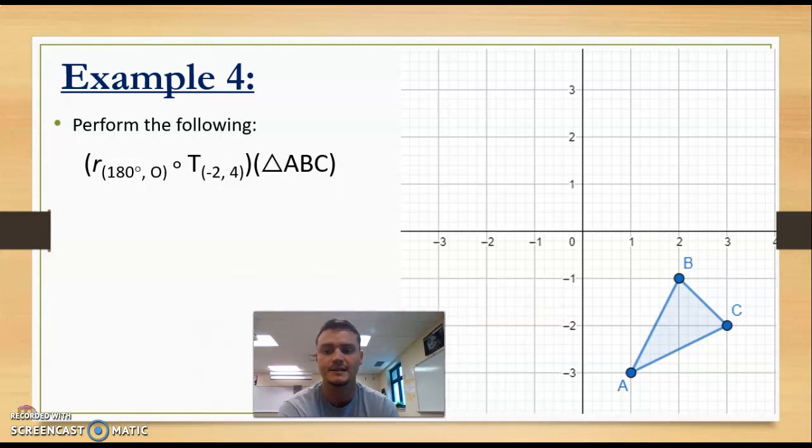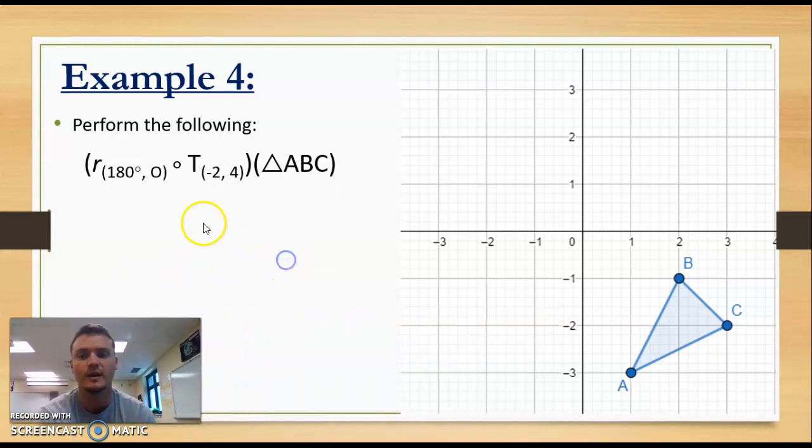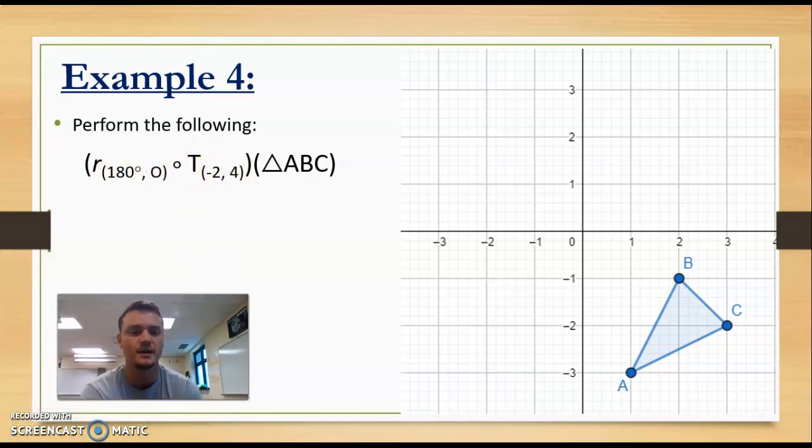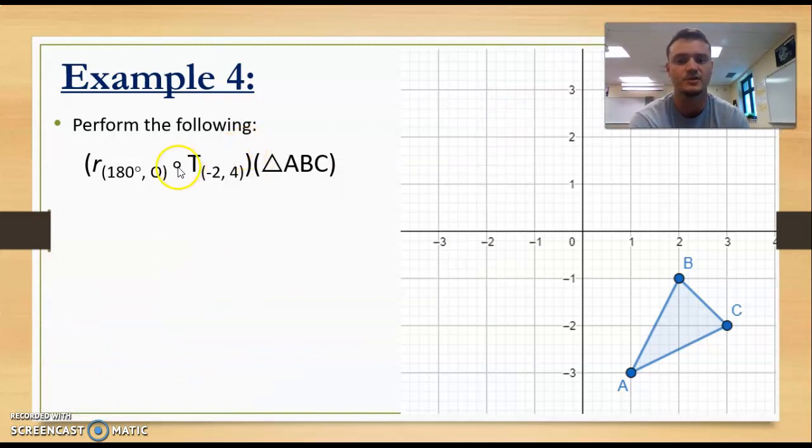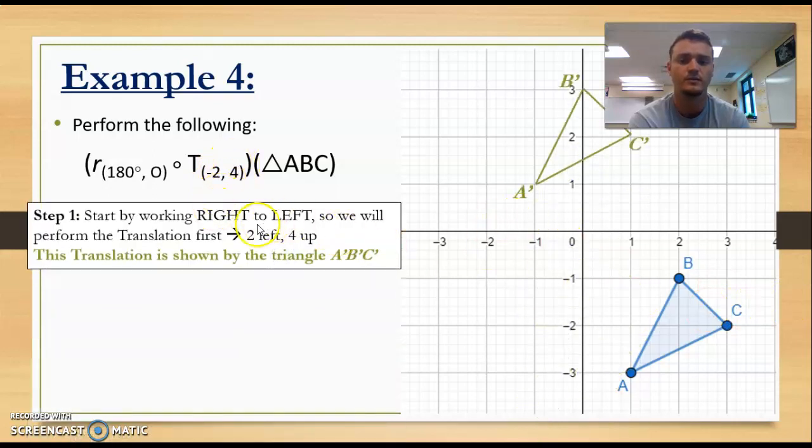All right, last example we're going to look at is how to perform the composition with a translation and then a rotation. It all follows the same steps still. Since this is a composition, we work right to left. So we'll start with the translation. We're going to go left 2, up 4. So we'd move left 2, up 1, 2, 3, 4. That's where B prime is. A prime, left 2, up 4. C prime is left 2, up 4. So this is where our new triangle is after the translation.